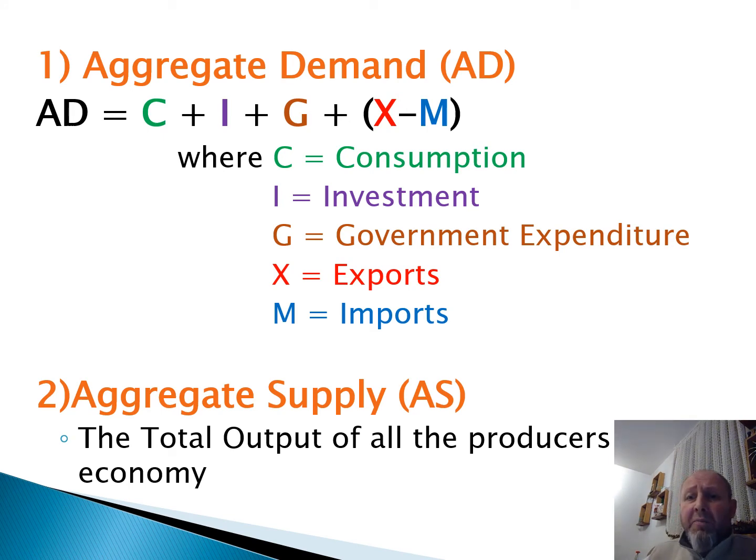All right, we need some more practice there. First little voice. AD is... C plus A. Whoops. Let's do it together, little voices. C plus I plus G plus X minus M.